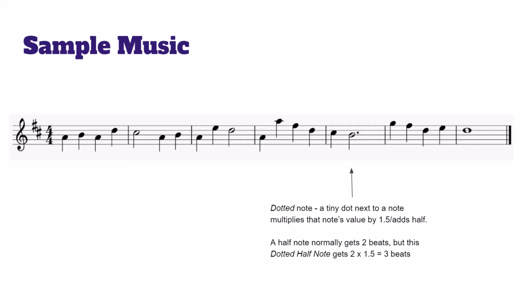A little dot next to a note multiplies that note's value by 1.5, or it adds half of the note's value back to it, however you want to think about it. So a half note normally gets 2 beats, but this dotted half note gets 3 beats. Then we have 4 more quarter notes and a whole note to wrap it up.